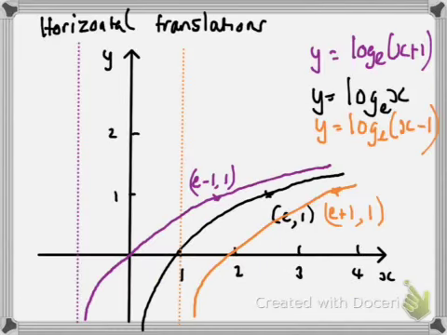Horizontal translations. Now this is where you've got the plus 1 or a minus 1 in the bracket there. So it's log of x plus 1 to the base e. Get that distinction from the previous one. And same deal again, guys. We've seen it so many times now. If we've got a plus 1, it moves the graph 1 place to the left. If we've got a minus 1, it moves it 1 place to the right.